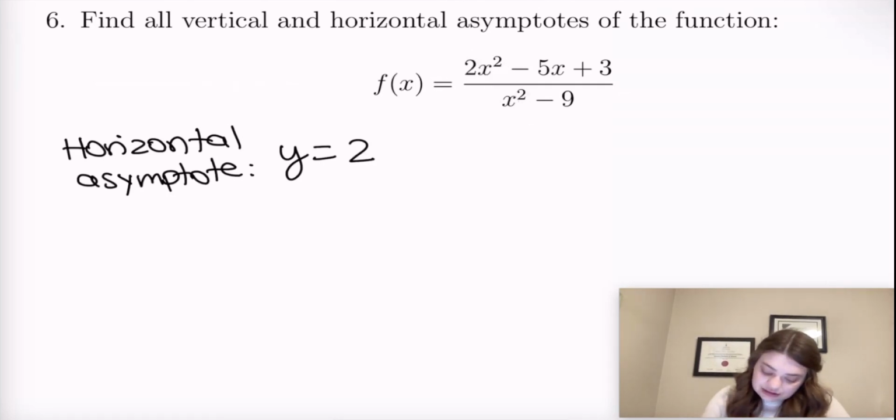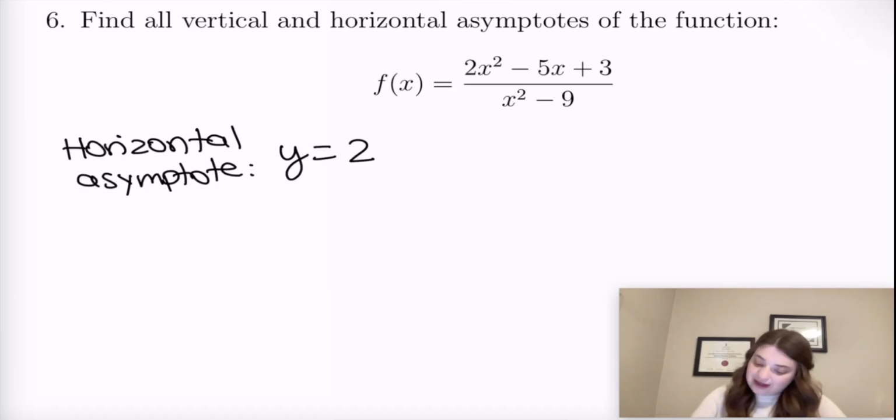Okay, next thing we need to do is find any vertical asymptotes. To do that, I need to know when the denominator will equal 0 without canceling out with the numerator, because any factors that the denominator shares in common with the numerator indicate that there's going to be a hole at that point, not a vertical asymptote. And so I'm going to factor the numerator and the denominator in order to find the answer.